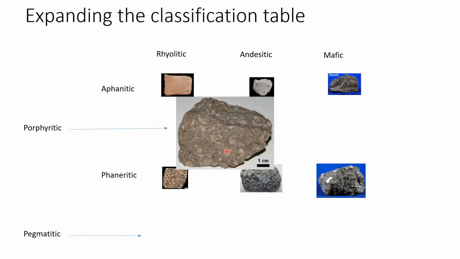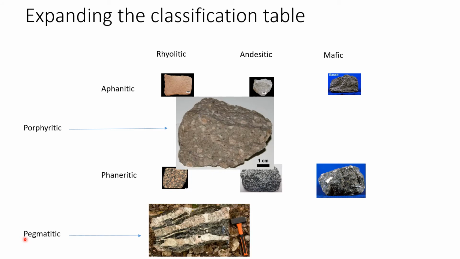There's another one. Aphanitic, you cannot see the crystals. And phaneritic are big crystals. Well, there's another version down here that says, oh my, really huge crystals. And that's called pegmatitic or pegmatites. So look at this image.